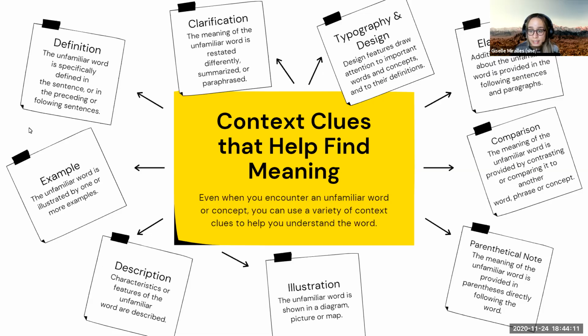Another context clue is examples. This is when the unfamiliar word is illustrated by one or more examples. These are easier to spot when you're reading through a text, something like for example, including, or such as, or even pictures or diagrams are forms of examples and context clues that will help you understand a word more. There's also description, which is when characteristics or features of the unfamiliar word are described. Perhaps a word is there, and then next to it are descriptive words, sensory words, or adjectives and adverbs that help describe the word. That would qualify as description.